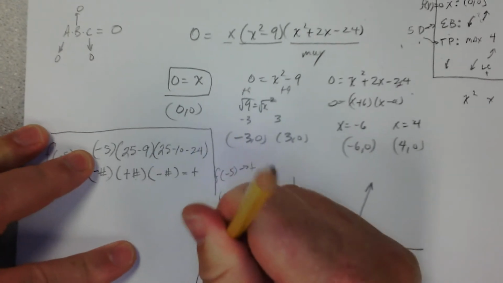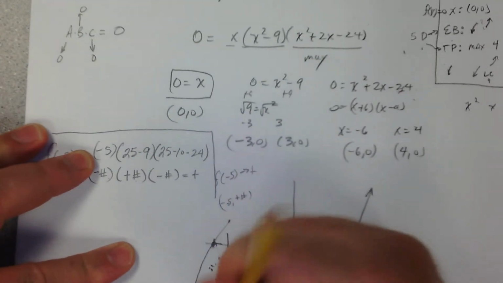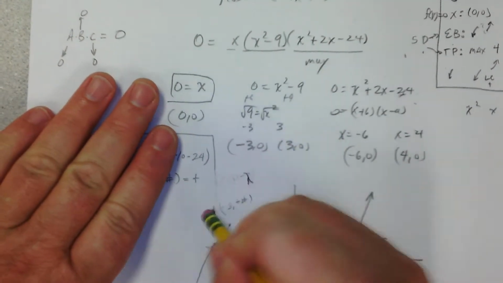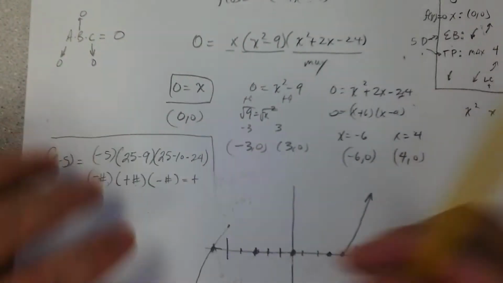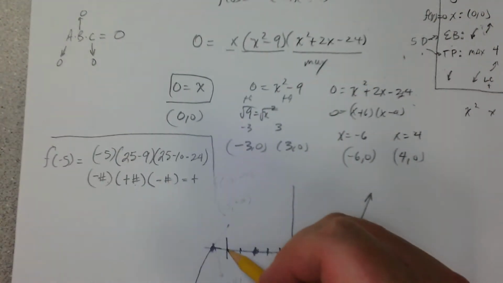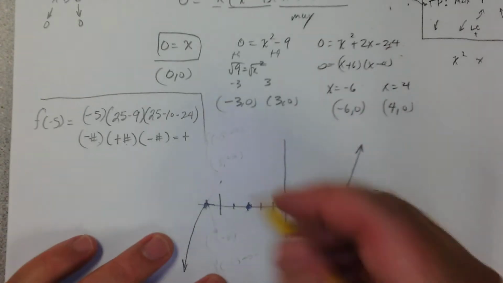Let me recap. Ready? Recap. Not cap, no cap. Just recap. All right, so look. Here's the deal. Here's what we found out. We found out that at negative 5, when I plug negative 5 into the graph, what I have is a positive number.